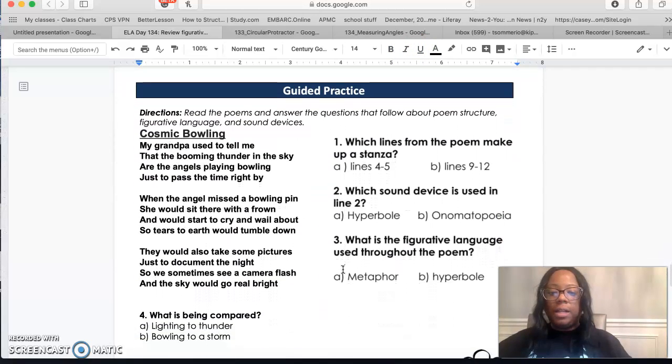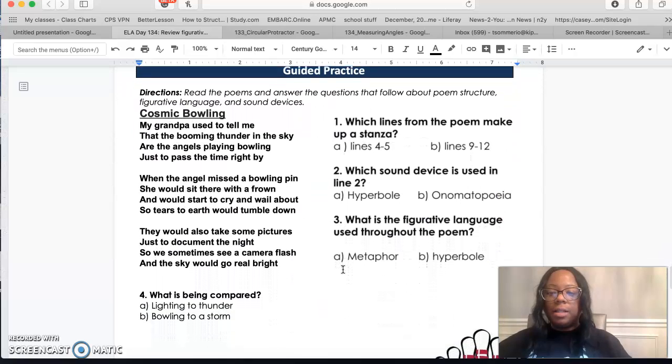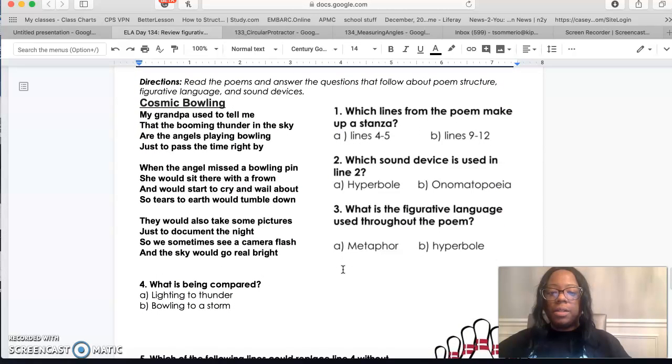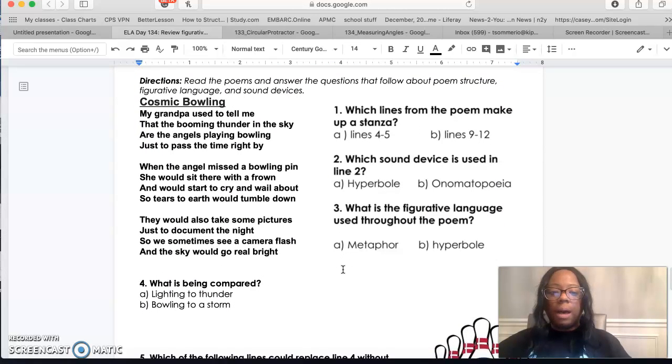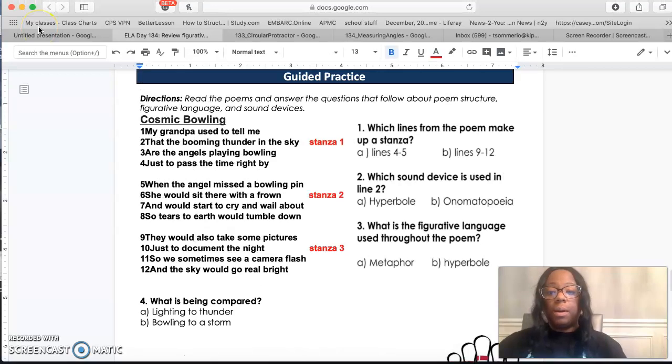Flip the page to the guided practice. The directions say read the poem and answer the questions that follow about poem structure, figurative language, and sound devices. I'm about to mark up my poem, so I'm going to press pause. You do the same and mark up yours. I'm back. My poem is marked up. I have my stanzas labeled.